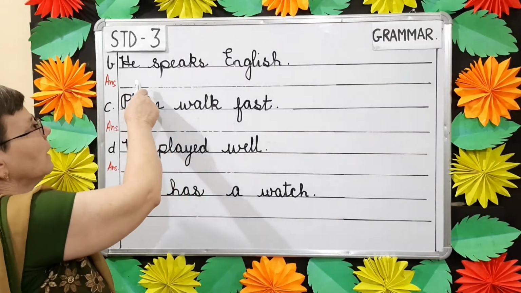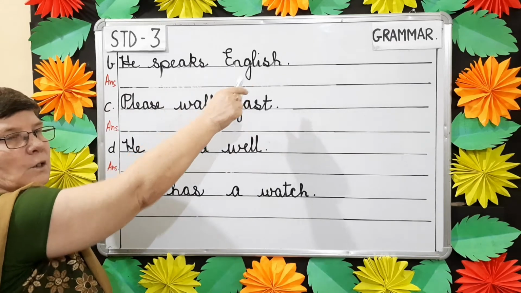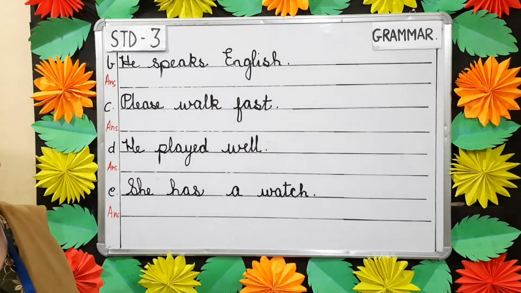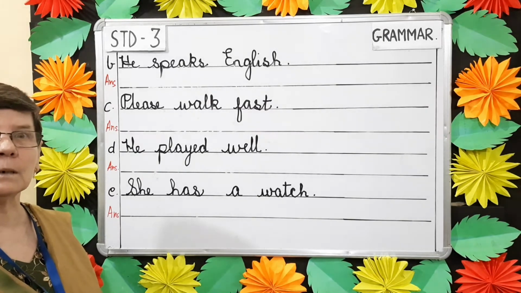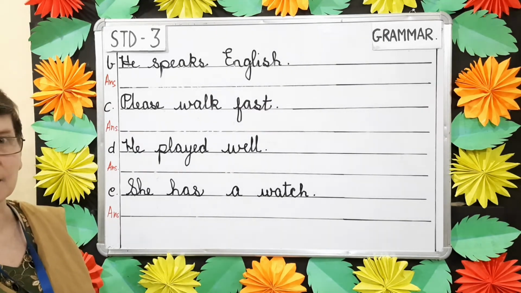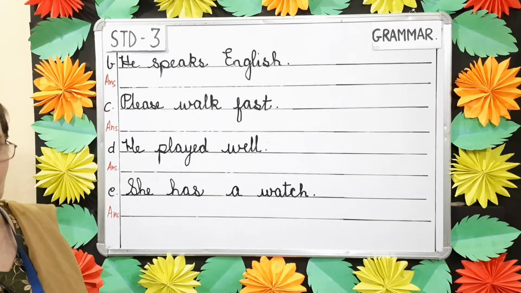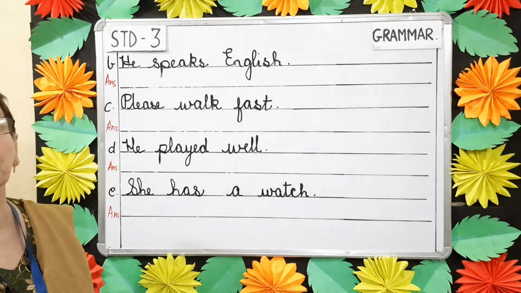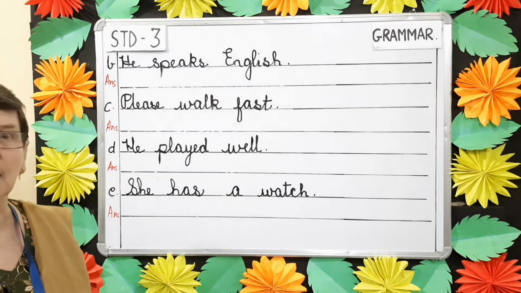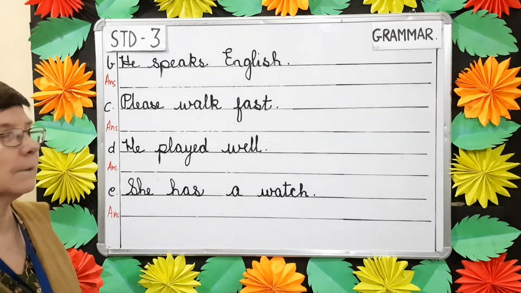Next, he speaks English. Here, children, the verb is speaks. Now, when you add S in the verb, we use does or does not. So the answer is he does not speak English. The S is omitted.